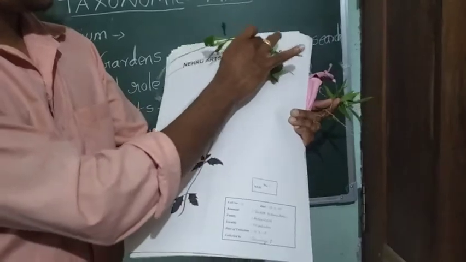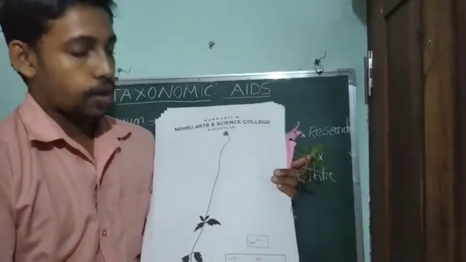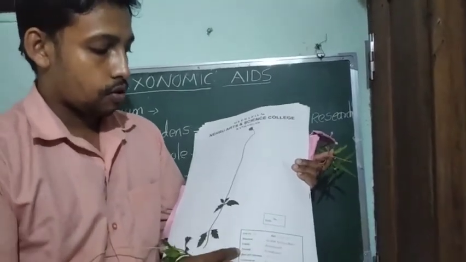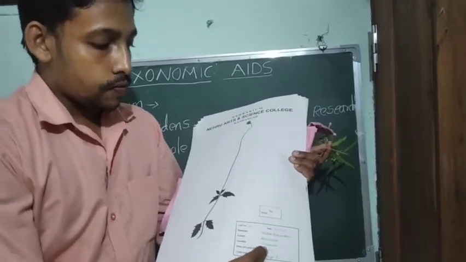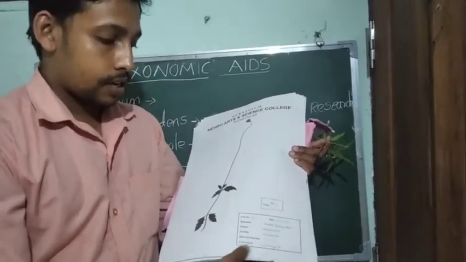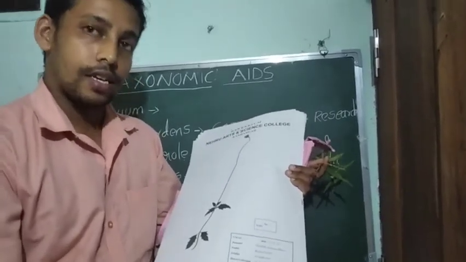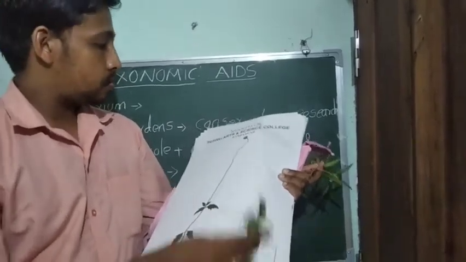In this herbarium, this is the herbarium sheet. This sheet contains some information. You can see the botanical name of the plant, then the family, then the locality from where it was collected, then the date of the collection, then who collected it, the name of the collector.